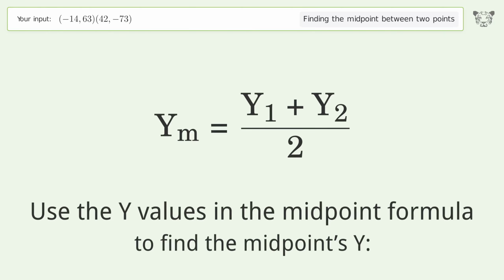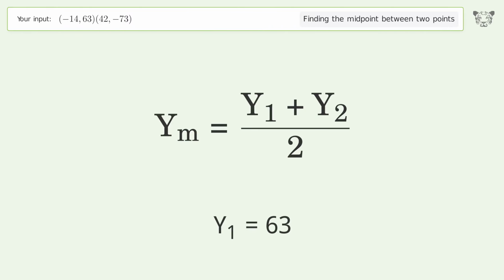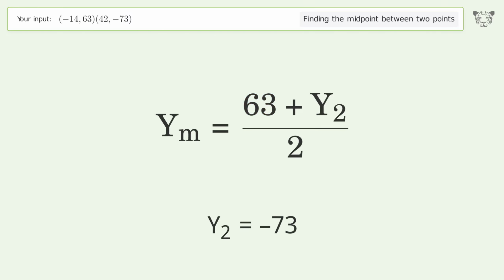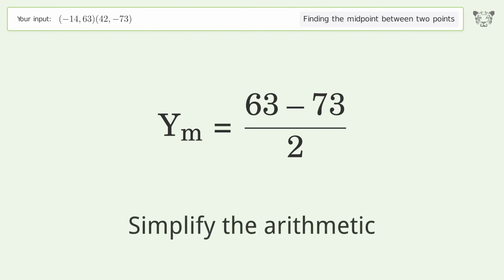Use the y values in the midpoint formula to find the midpoint's y. y1 equals 63. y2 equals -73. Simplify the arithmetic.